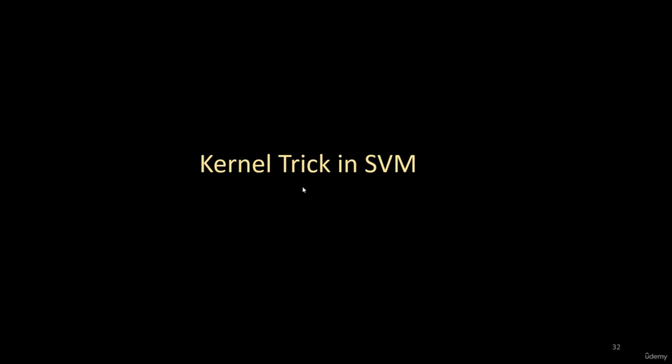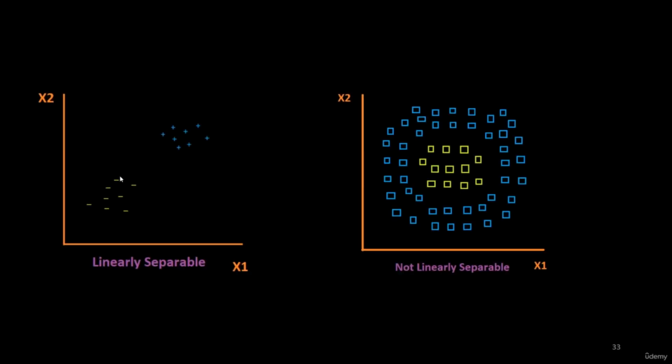So till now in this section, we have learned about this kind of data set which is linearly separable. This is a 2D data with dimensions along x1 and x2. And we can easily separate these two classes with the help of a straight line.